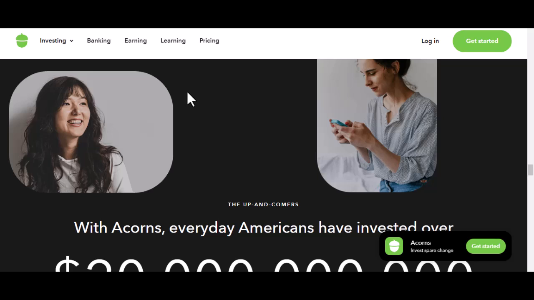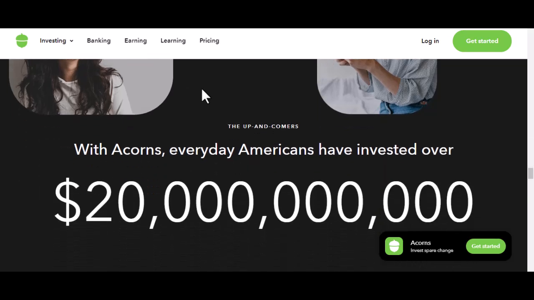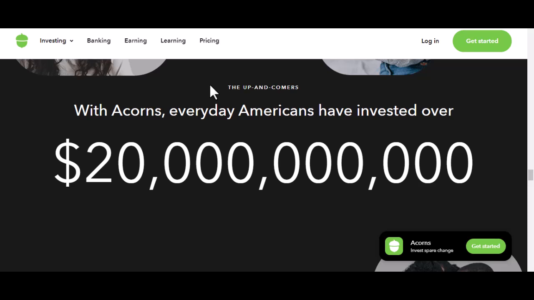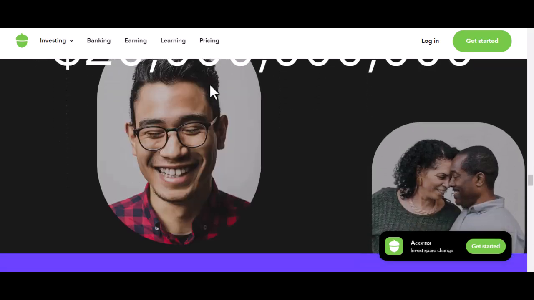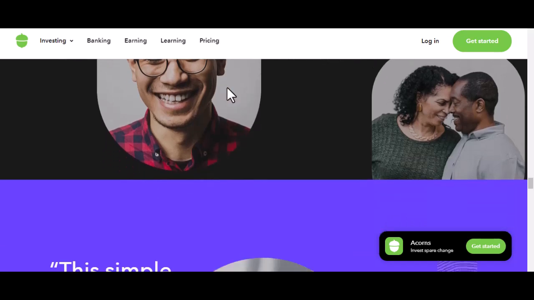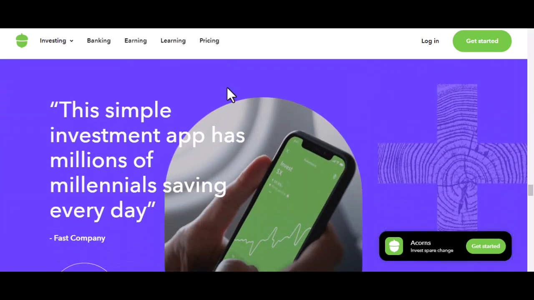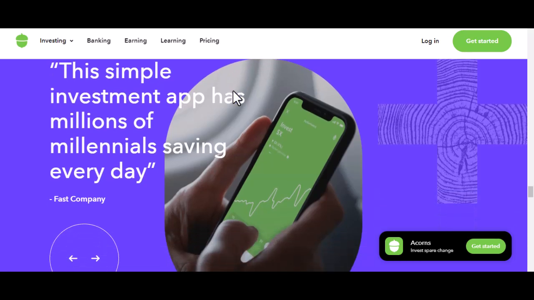Additional features to explore. While we're on the topic of Acorns, let's quickly touch on some other cool features you might want to check out. Automatic investments. Set up recurring investments to make saving effortless. Round up. Let Acorns round up your purchases to the nearest dollar and invest the difference. Goals. Set specific saving goals and track your progress. Found money. Acorns can find you money through rewards and rebates.